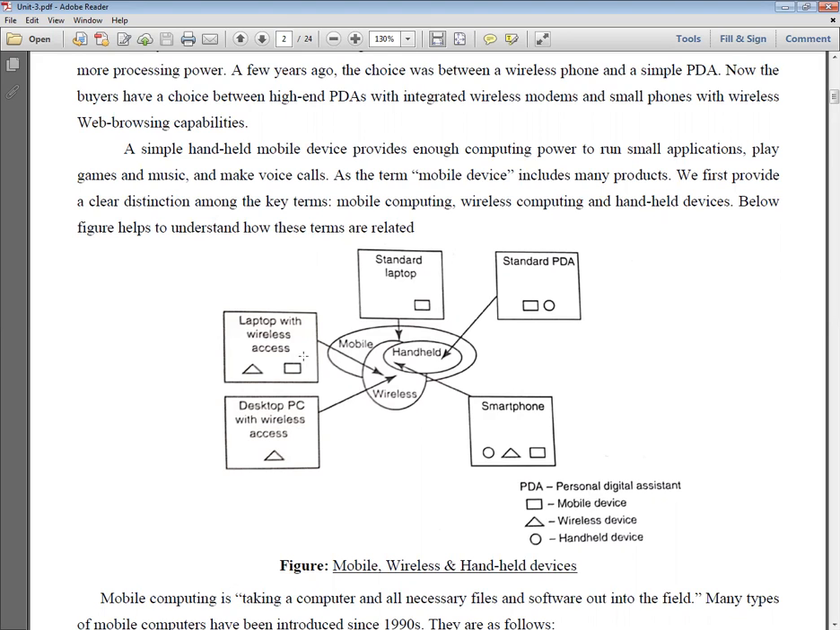And the next one is desktop PC with wireless access. See here, desktop PC with wireless access. Since it is a wireless access, it can be a wireless device.